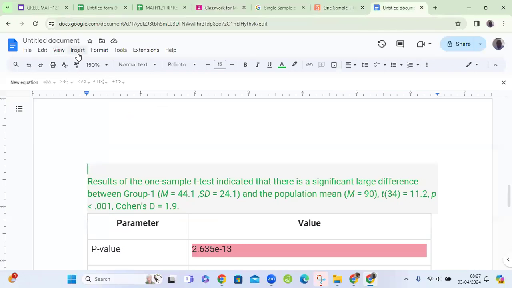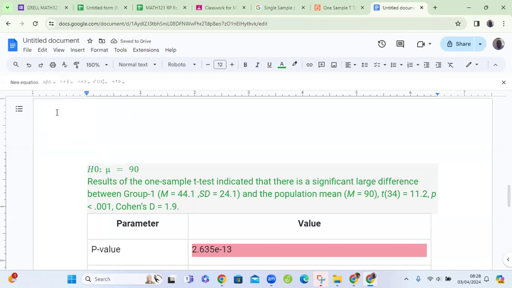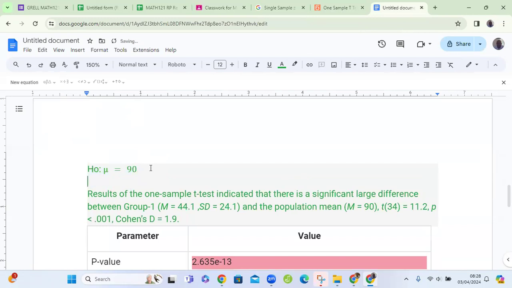We can go to insert equations, H0. Population mean, we can get this from the Greek alphabet right here, conveniently. It's equal to 90. That's the null, or the null normally is 0. So each null remains non-italic. Like alternative, we can use A for alternative or 1 for alternative.